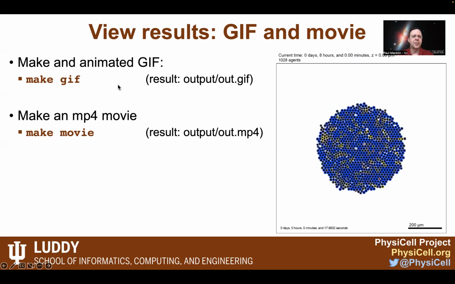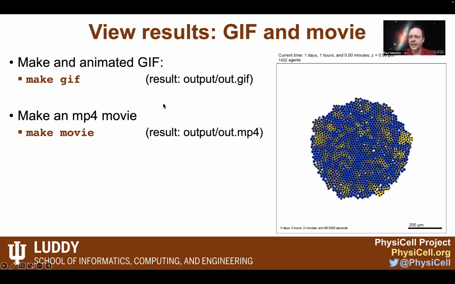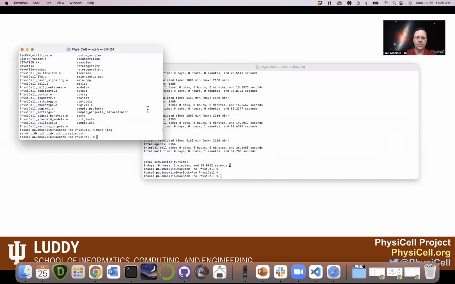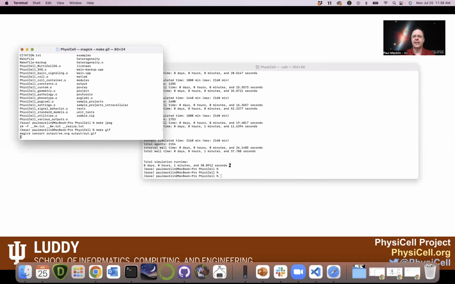There is no way to disable terminal output. Thank you. Not right now. So let's see here. Hopefully, okay, we're done running. Let's do make GIF. Just see the animated output.